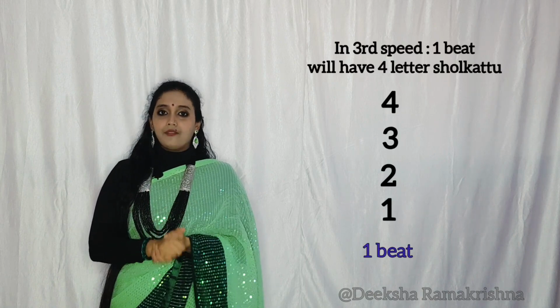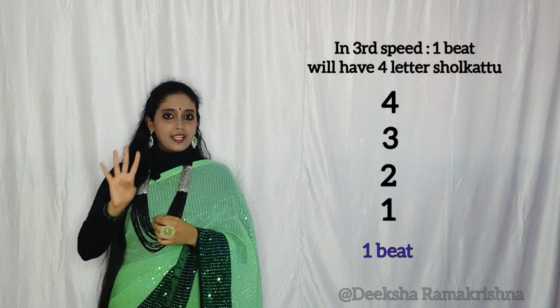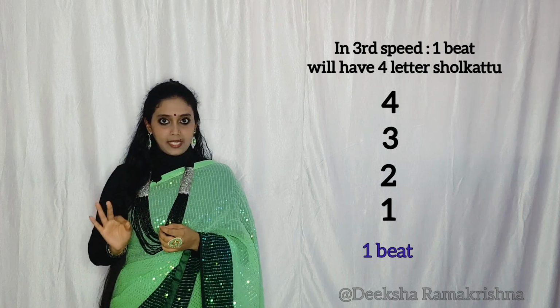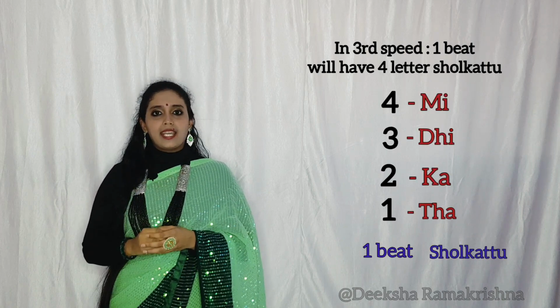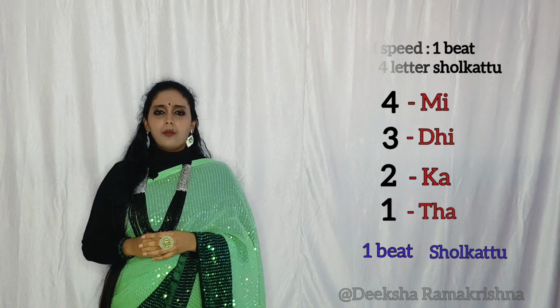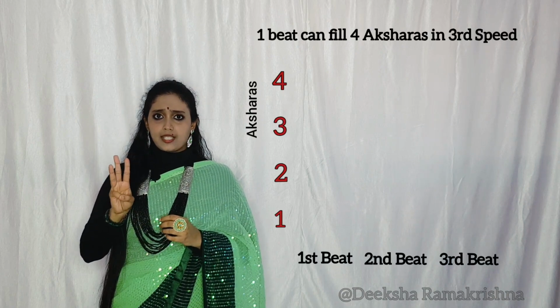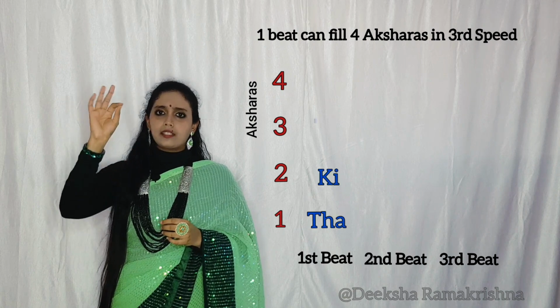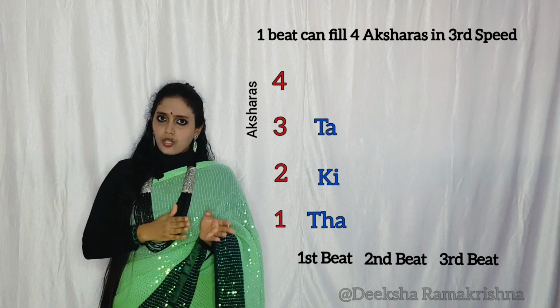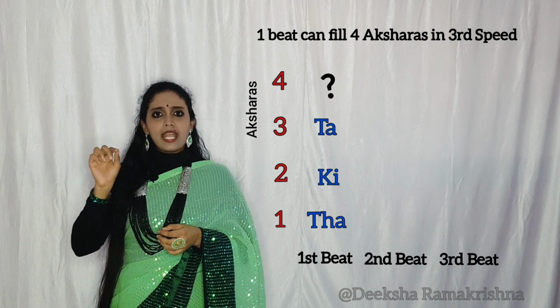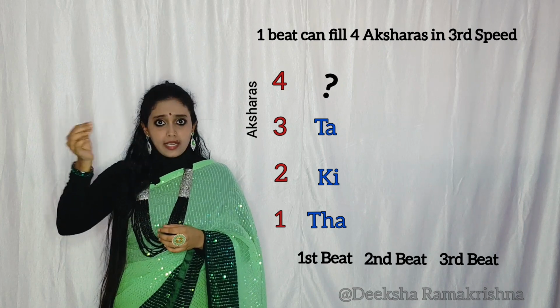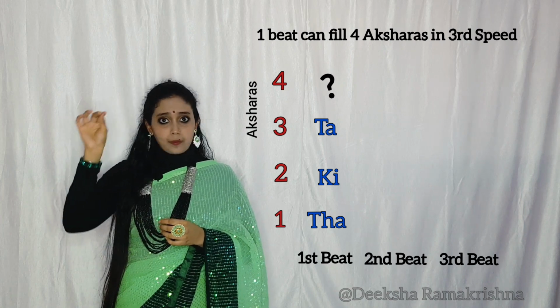We know that we can accommodate 4 letters of Sholkattu for 1 beat. That will be, in Takadhimi's case, Takadhimi, right? But in Takita's case, how do we say that? We have only 3 aksharas in Takita, right? That is Ta, Ki, Ta. So according to the logic, 1 akshara will be extra, or 1 akshara will be pending, right? Because there will be an empty space there.